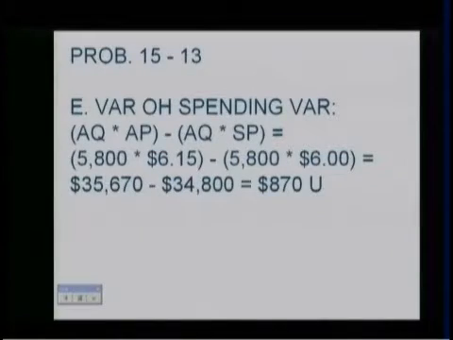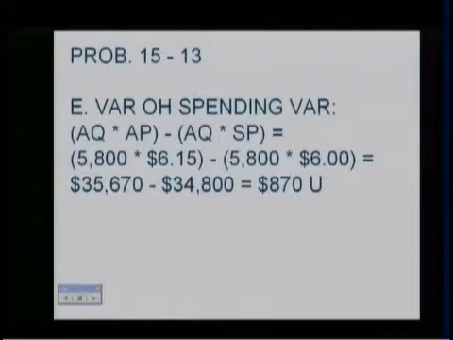The next one they want us to look at are the variable overhead variances. Again, these are very similar to the direct materials and direct labor. You simply take the actual quantity times the actual price. Direct variable overhead is based on direct labor hours.